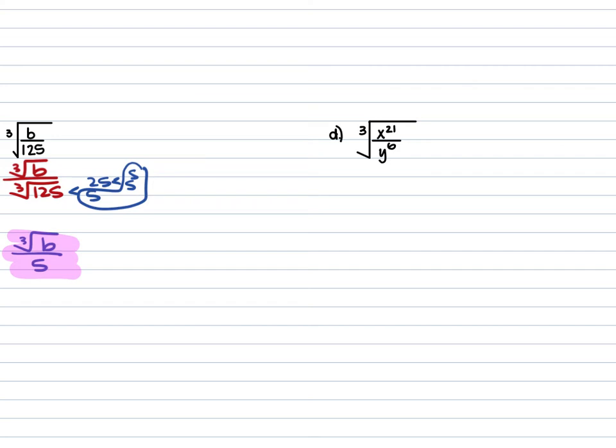For example D, we have the cube root of x to the 21st power over y to the 6th power. So this is the same thing as saying the cube root of x to the 21st power over the cube root of y to the 6th power. From here, we're just going to divide the power by the index. So we're going to do x to the 21st divided by 3 over y to the 6th divided by 3. So this just simplifies to be x to the 7th over y to the 2nd.